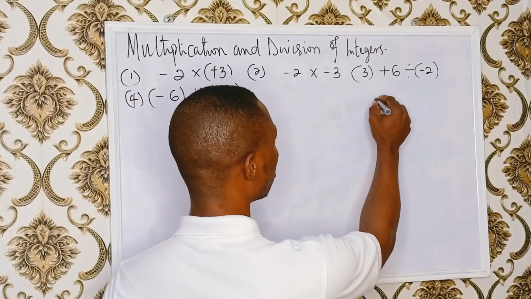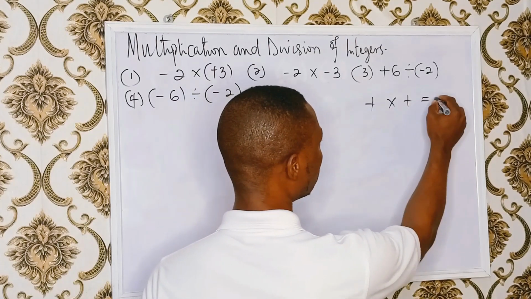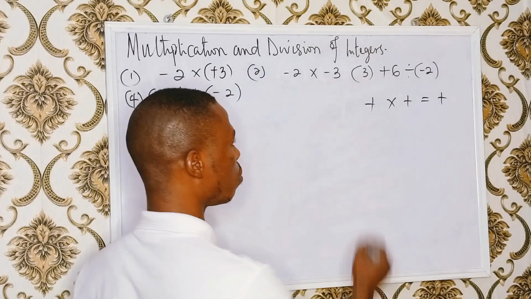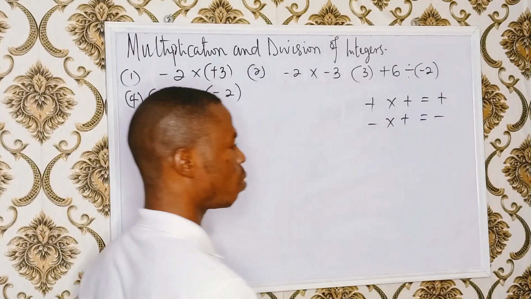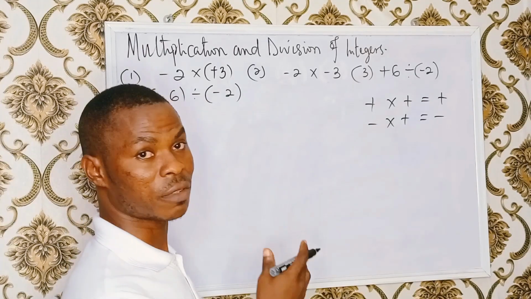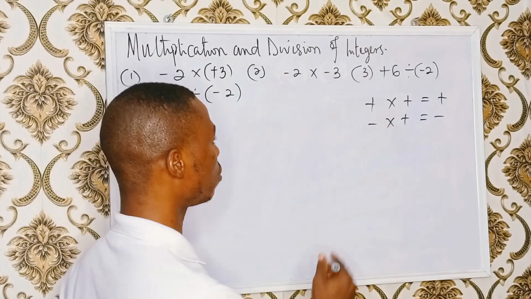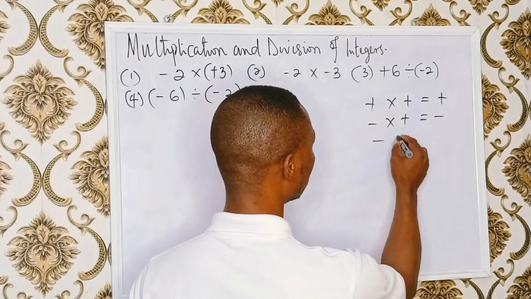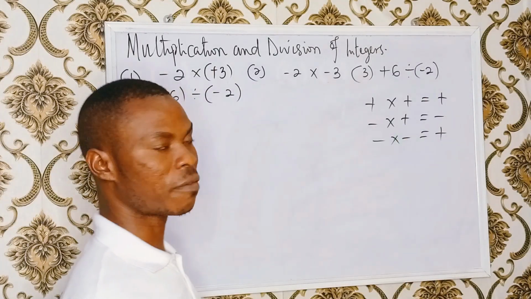When you have plus times plus, it gives you plus. When you have minus times plus, it gives you minus. Whether it is minus times plus or plus times minus, you will always have minus. These are the major things that you need to know. And when you have minus times minus, it gives you plus. So these three are very important.